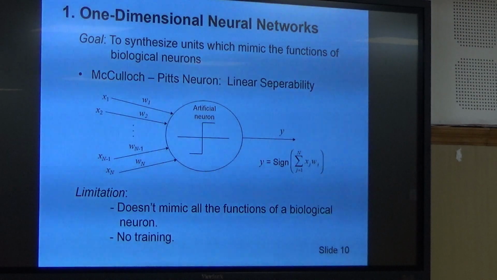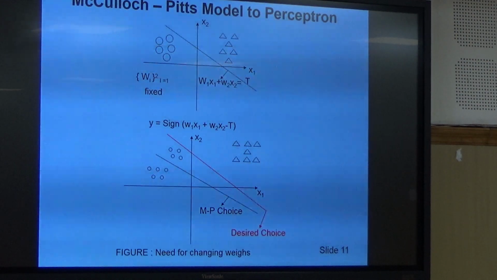So the limitation is, it does not mimic all the functions of a biological neuron. To be very specific, there is no training. That is, if your initial choice is wrong, you get a wrong result, there is no training in the model. So one of the crucial ideas is the need for changing the weights. There is a need for changing the weights.